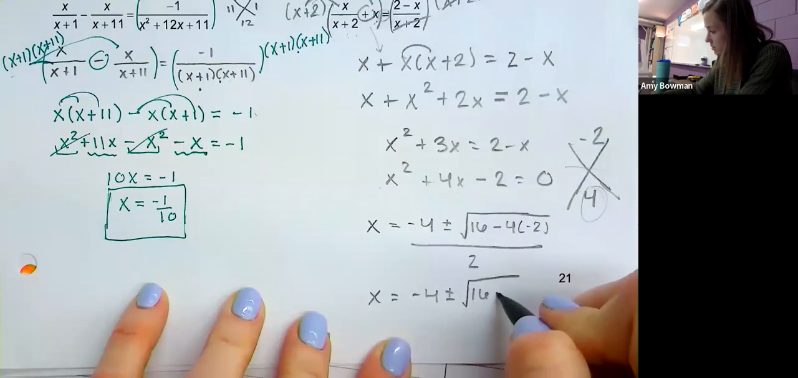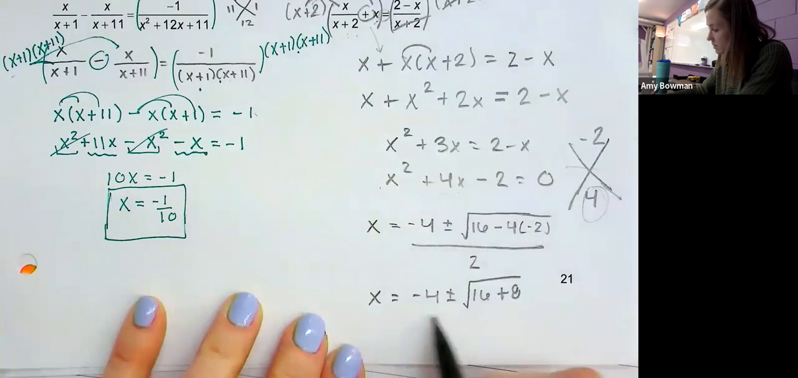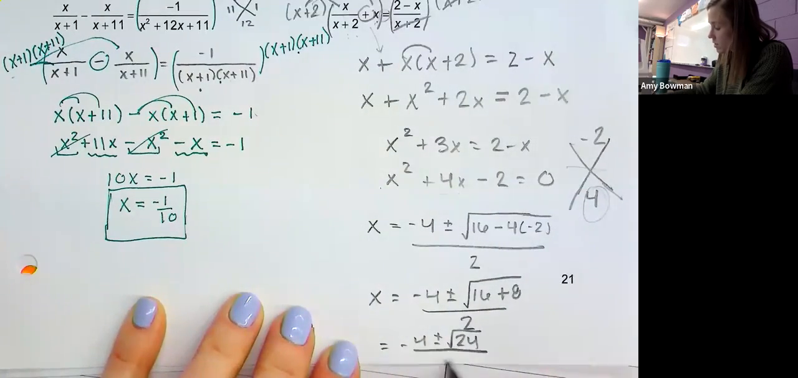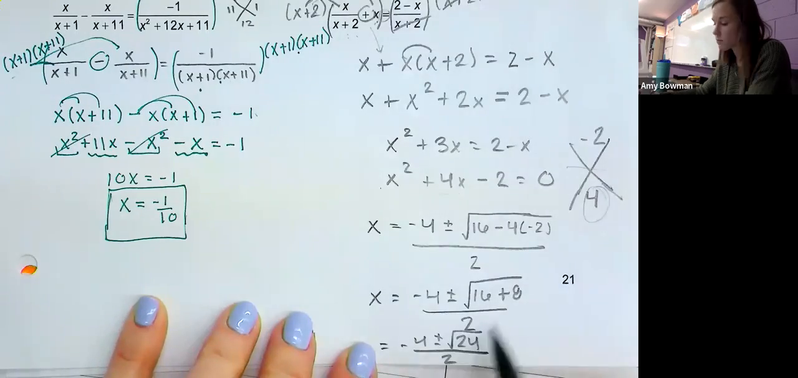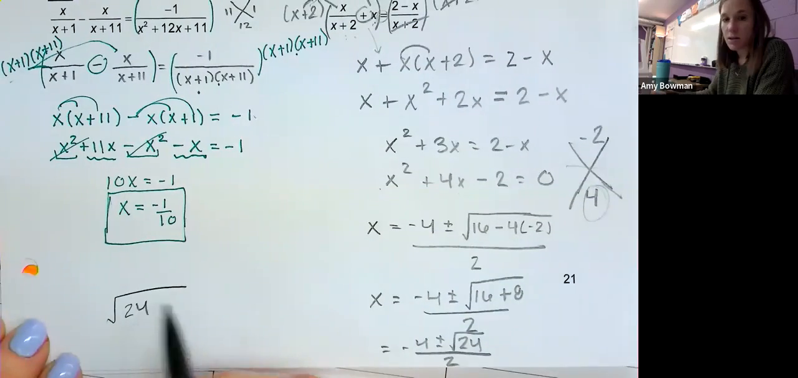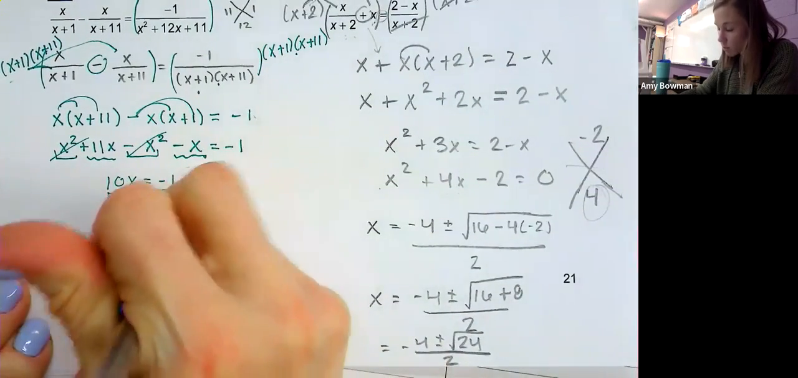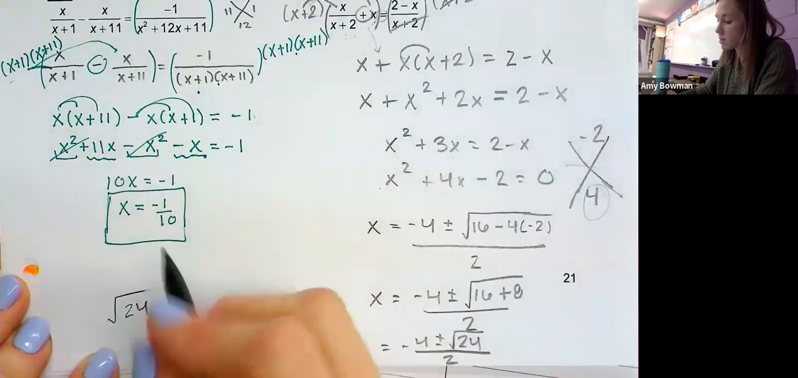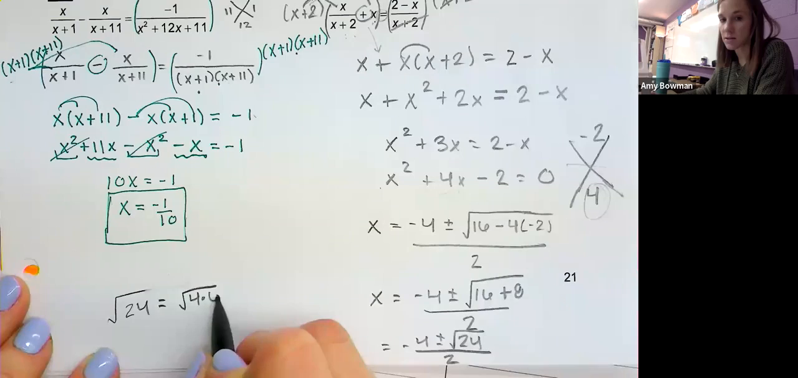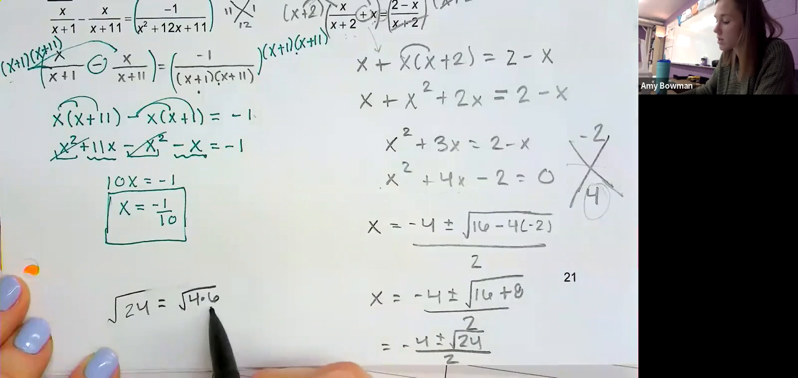16 minus -8 is 16 plus 8. So square root of 24. Okay, we got to break down the square root of 24. Remember, 24, let me do that over here, if we're thinking of perfect squares, is the same thing as 4 times 6. So I can take the square root of 4. So this is the same as 2 times the square root of 6.